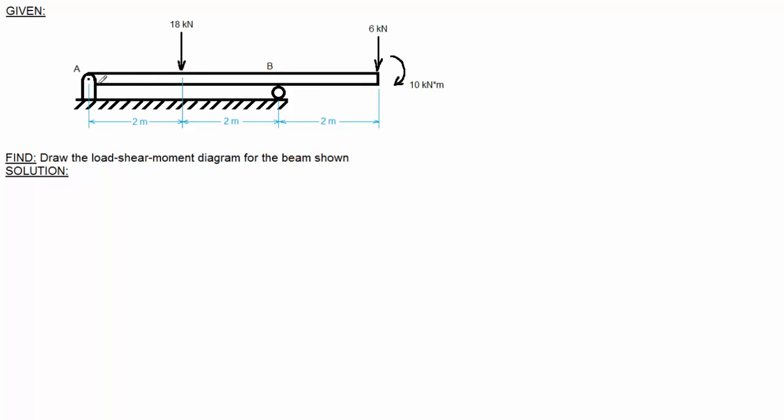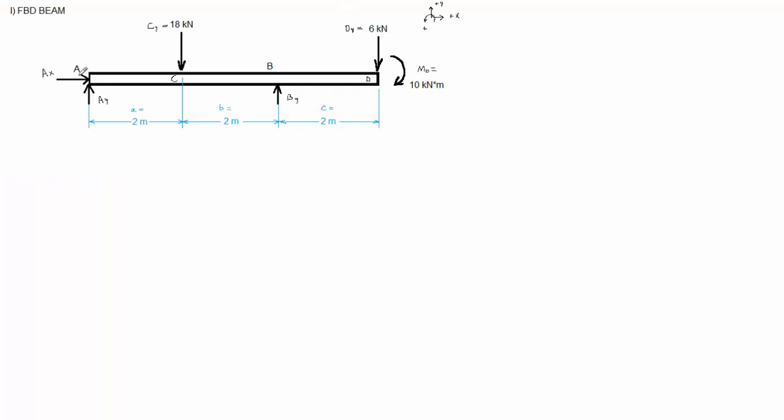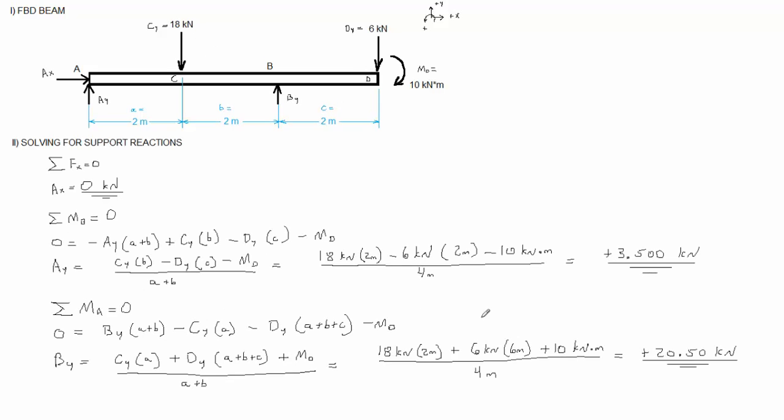The first step is to draw a free body diagram of the entire beam and solve for support reactions. Since this beam was supported by a pin at point A, we're going to have two forces, an X and a Y. At point B, there was a roller, so we'll have one force perpendicular to the surface at the point of contact. Notice that I've also labeled point C here and point D over here. Now, as I said, next we'll solve for support reactions.